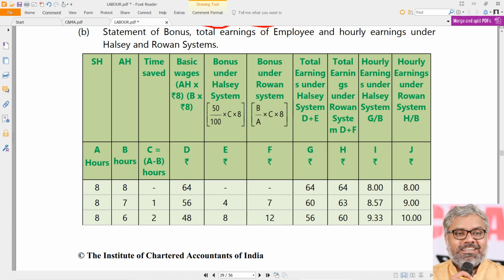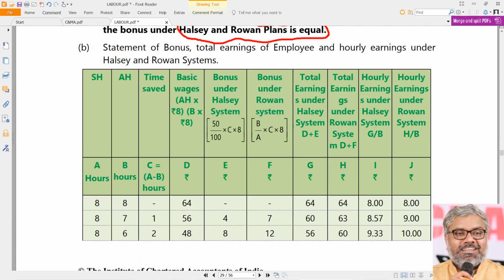What will be bonus under Rowan plan? Once again, understand carefully. Time saved divided by time allowed multiplied with time taken. Or you do this calculation whichever way you want. C by A into B, B by A into C, both are the same. There's no difference there, so don't worry about that.